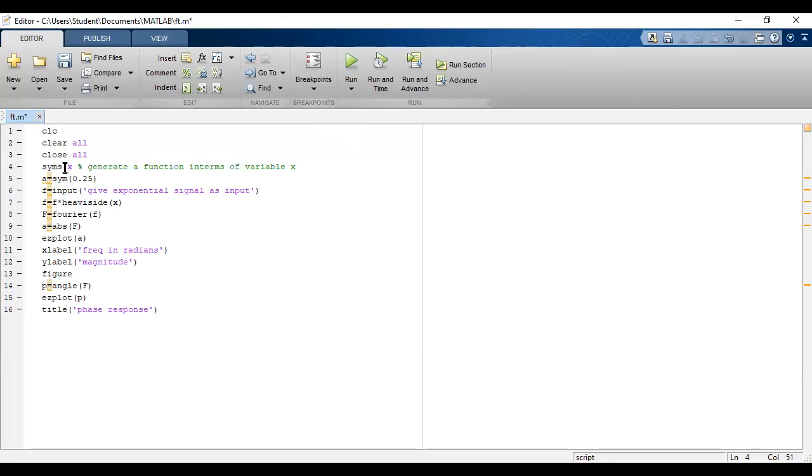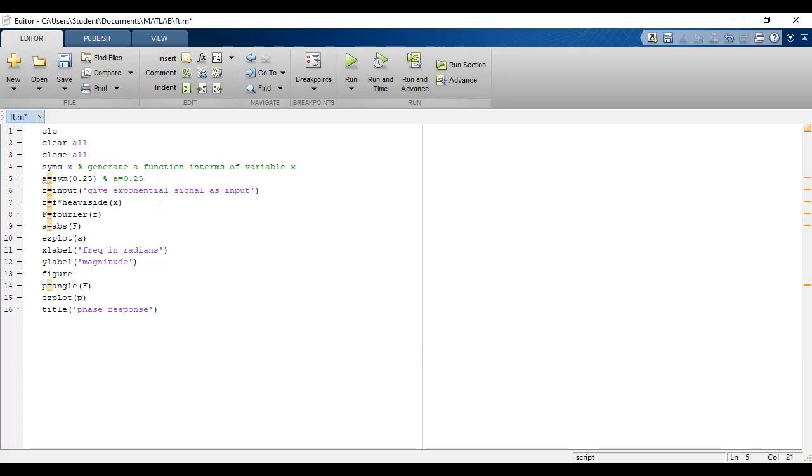So syms is a keyword. If you want to know about it in detail, just type help space syms in the command window. You will get complete details about that inbuilt function. syms generates a variable, whatever you write here. Now x is a variable. a equal to sym of 0.25 is the same as a equal to 0.25 only. So I'm assigning 0.25 to the variable a.